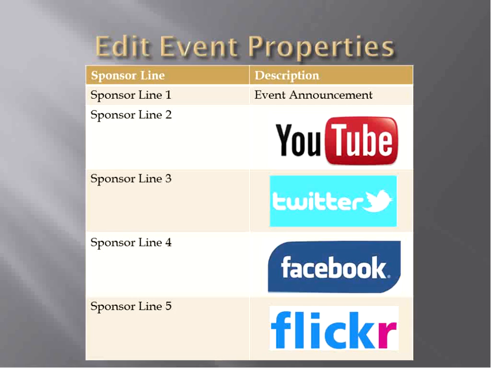Sponsor line 1 is for a short event announcement. This line will display announcements on the My Event tab of the dashboard. Adding 60 or more characters is not recommended. Sponsor line 2 is designated for your Relay for Life YouTube channel. The URL of the YouTube channel entered into this field will populate the YouTube social media buttons listed throughout your website.